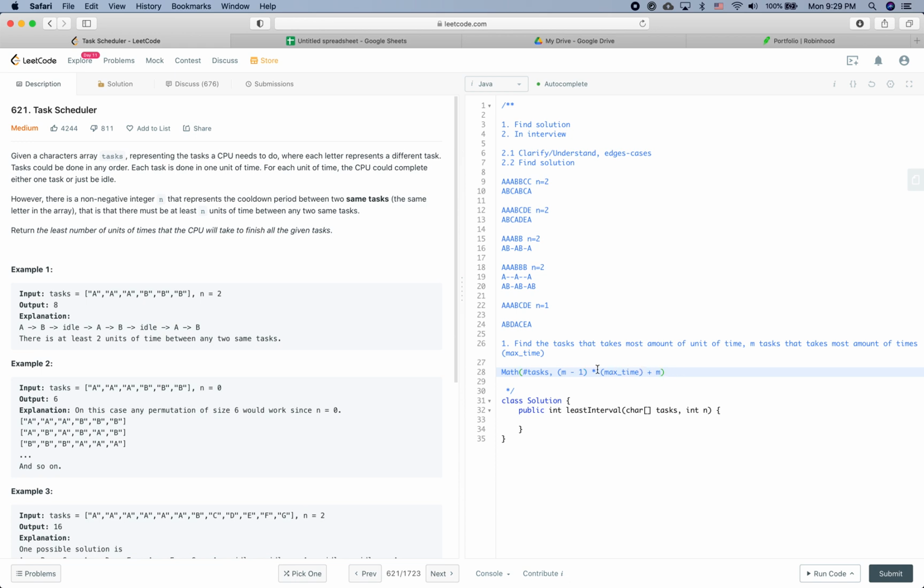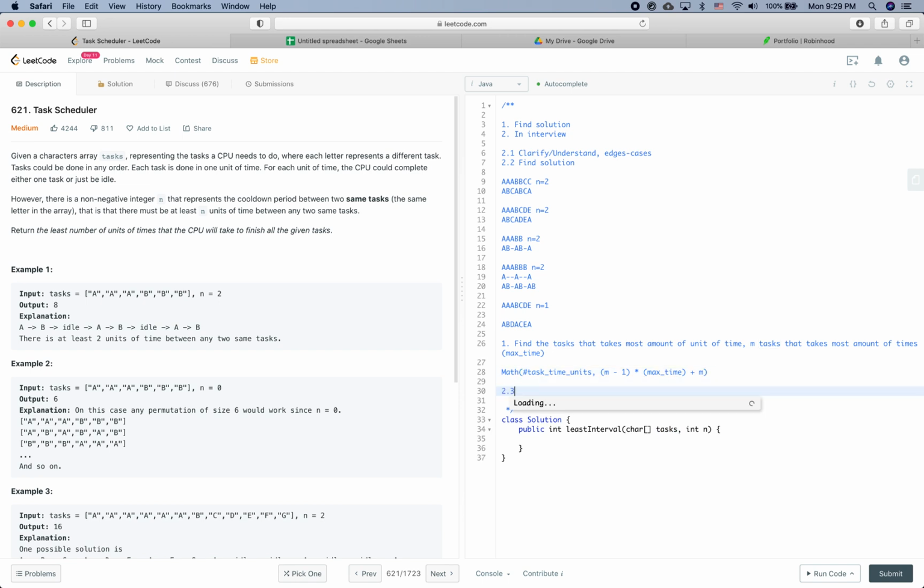The number of task time units. Alright, so I think the solution should work, and essentially it is a linear solution, I would say, linear to the length of the task array.